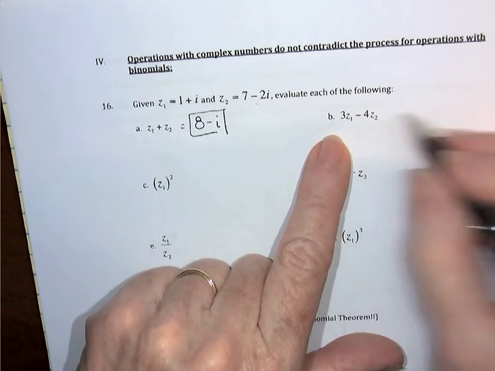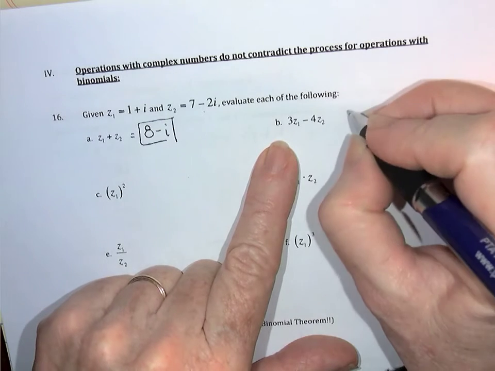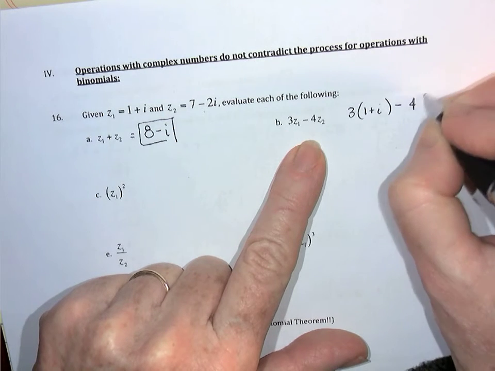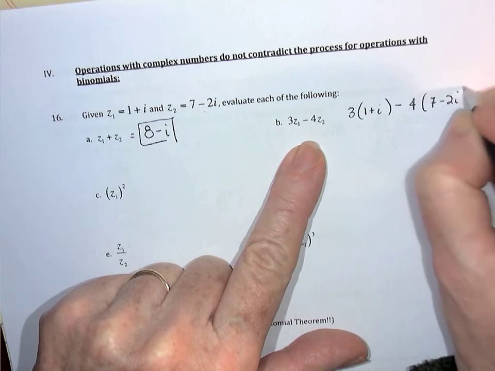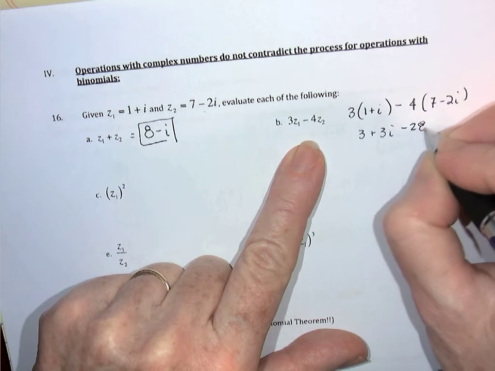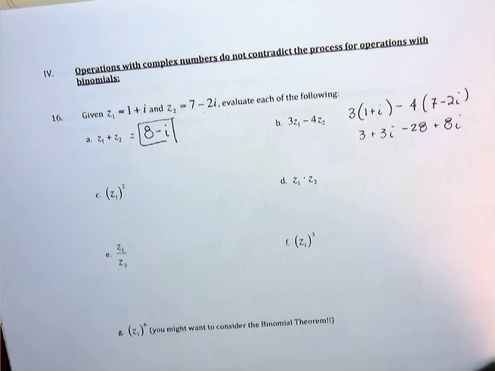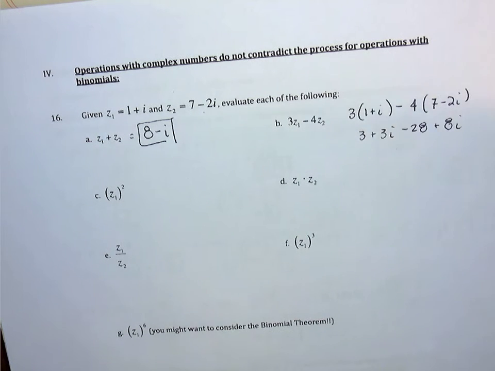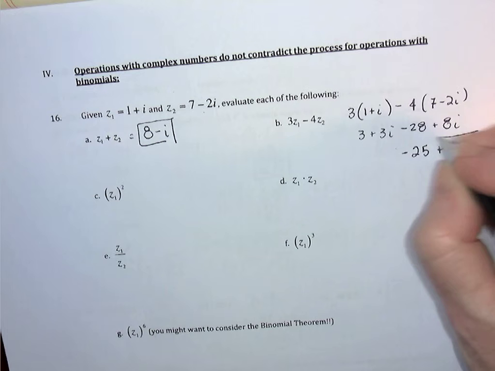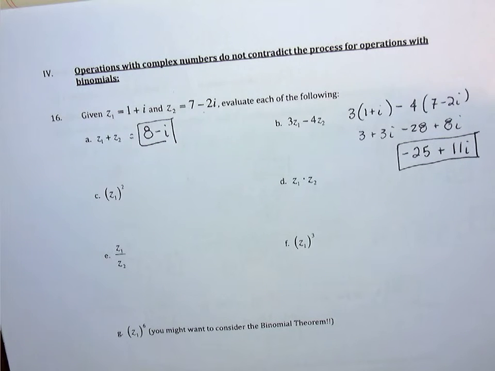If I'm multiplying and subtracting, so multiplying by a scalar, so I have 3 times 1 plus i minus 4 times 7 minus 2i. So 3 plus 3i minus 28 plus 8i. So algebraically, and the algebra can never be wrong. I mean, it could be wrong, but it can't disagree with what you remember from algebra from 8th grade, right? So this is just going to give us negative 25 plus 11i. So we're just treating i as if it is a variable.